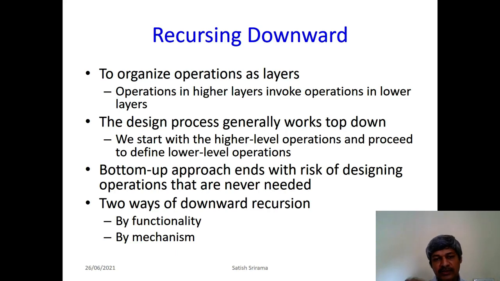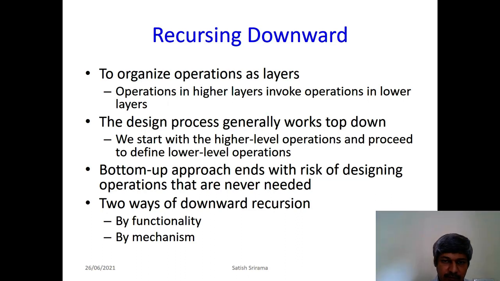As I mentioned, operations in the higher layers invoke the operations in the lower layers. The design process generally works with a top-down approach. We start with very high level operations, high level functionality, and proceed to define lower level operations. You can also start with a bottom-up approach, where you have the lower level functionalities and slowly start building higher level operations. But you will end up with the risk of designing operations that are never needed. So the design process generally follows this top-down approach.